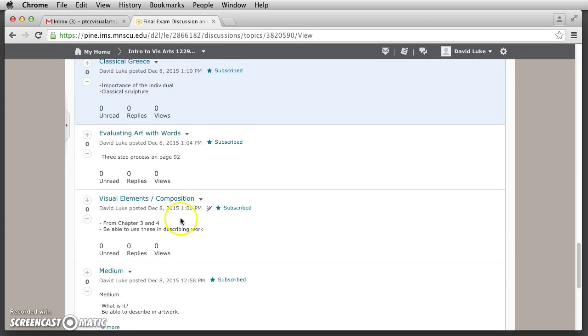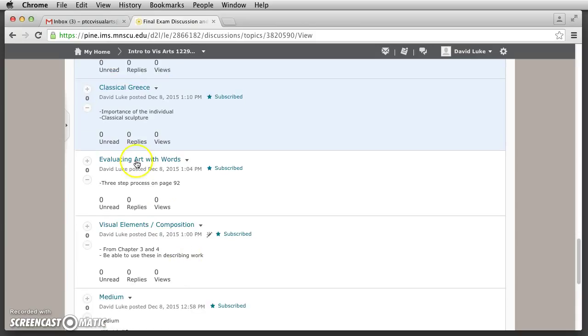The visual elements and composition. You don't have to define every single visual element. There's tons of visual elements: line, shape, texture, mass, volume, those types of things. You should note those, potentially using them to describe bodies of work or artwork later in the semester. You might just be able to note the line. A lot of you have been doing that in different discussions. So know what some of these basic ones are, line, shape, textural elements, as well as composition, how something is composed.